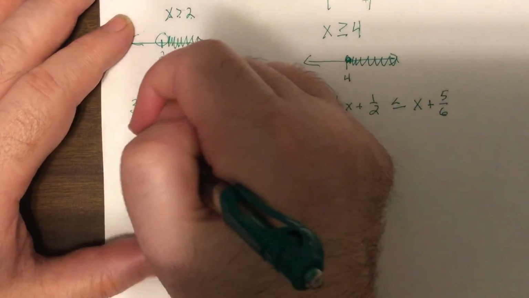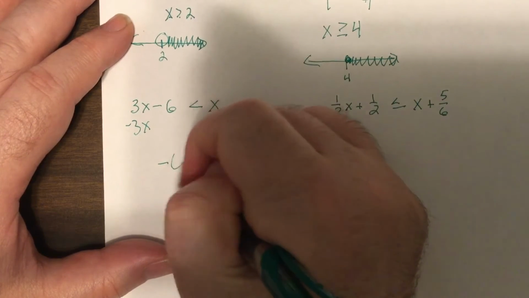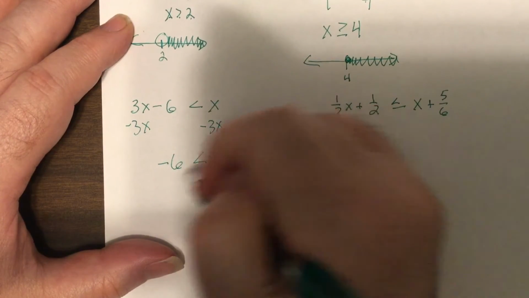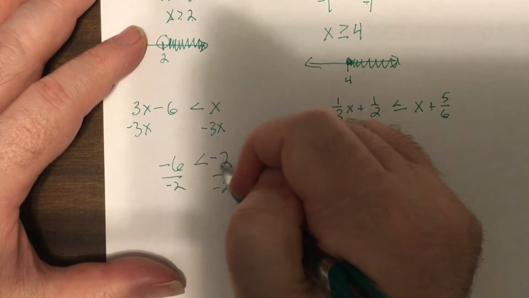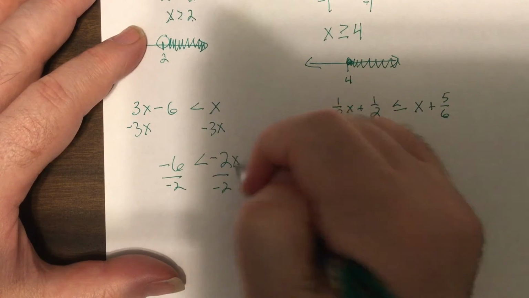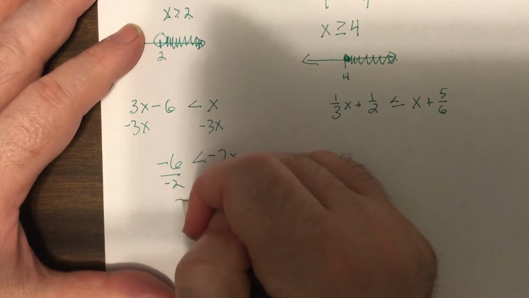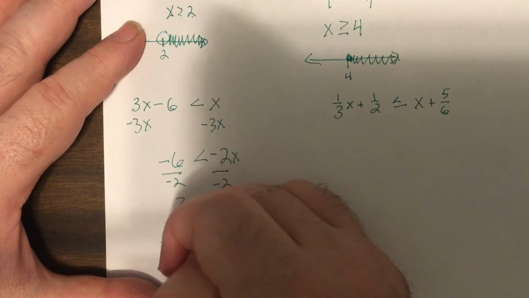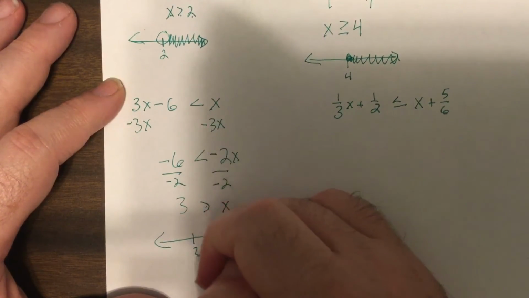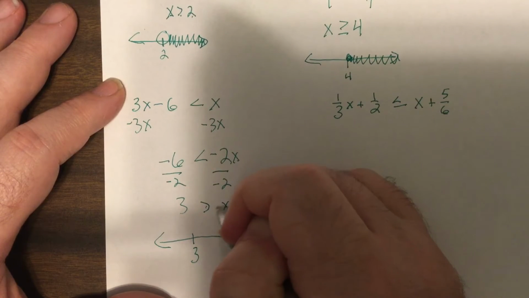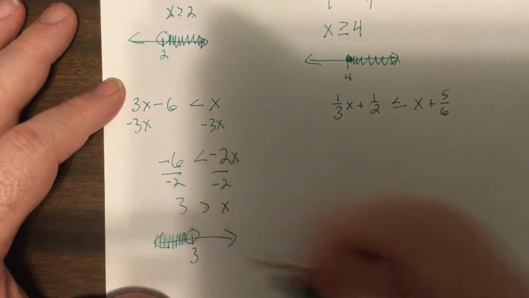So this one, I'll subtract 3x to get all the x's to one side. Then I'm going to divide by negative 2, but whenever you multiply or divide by negative, you have to switch the inequality. So that would be x, switch the inequality, and that's 3. There's no equals in the original problem, so it'd be open dot at 3. And this says I want other numbers smaller than 3. Smaller is to the left.